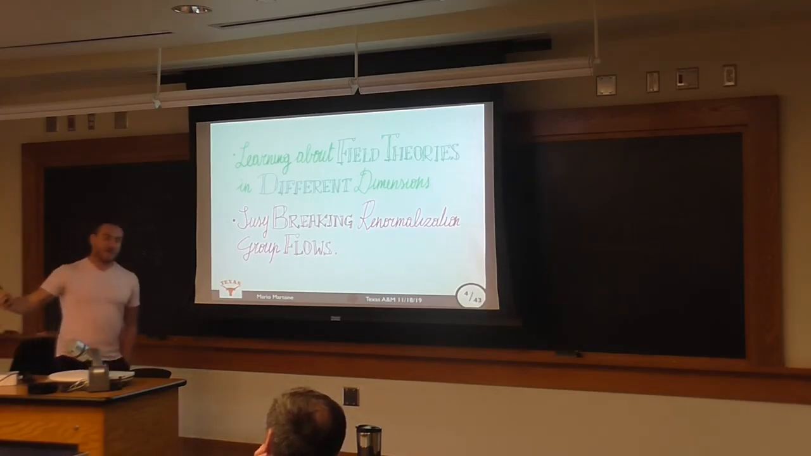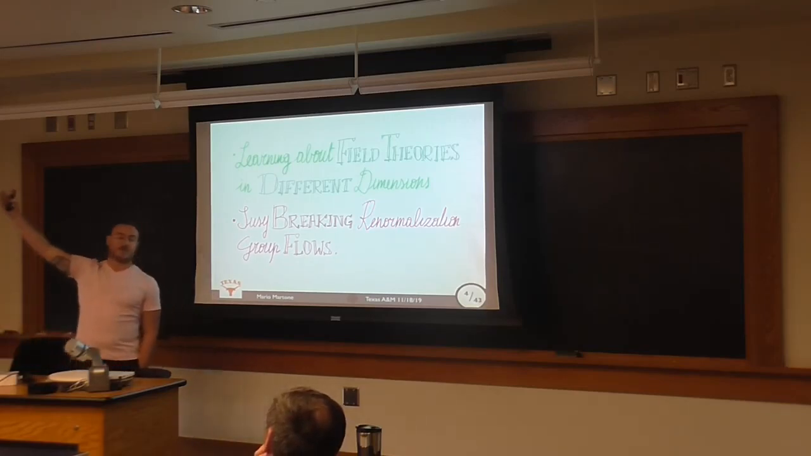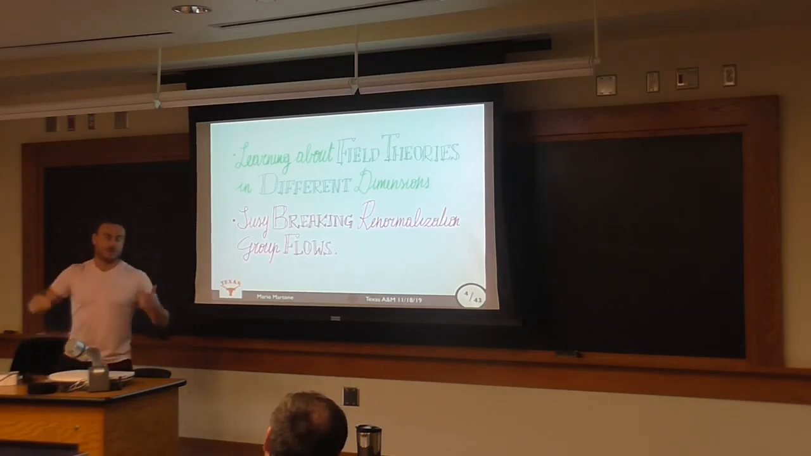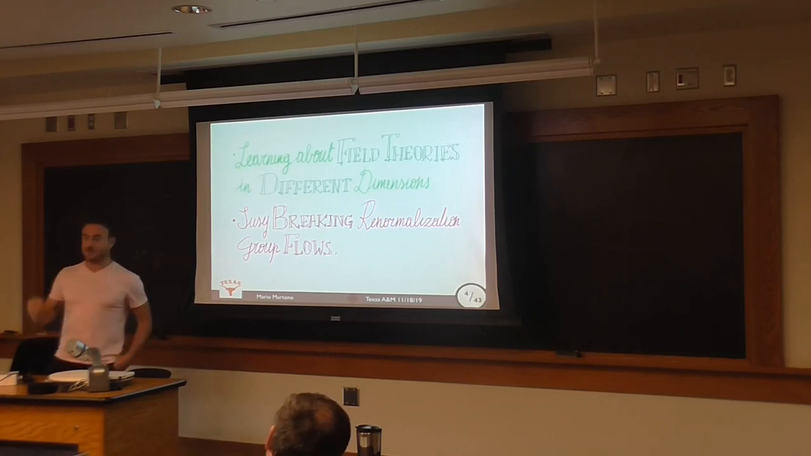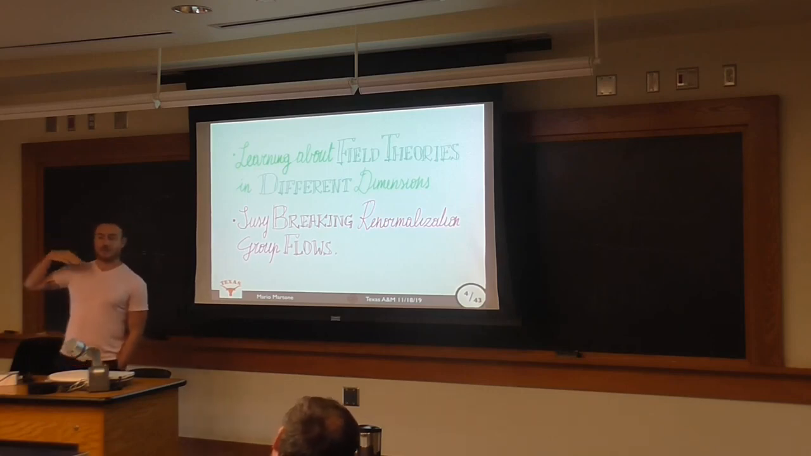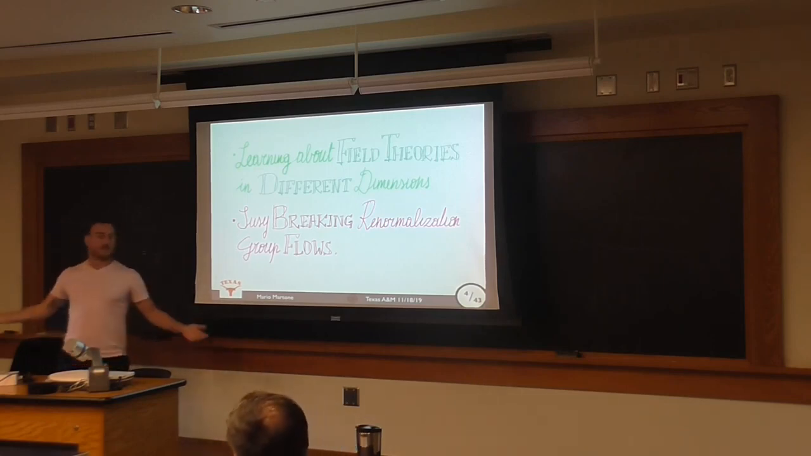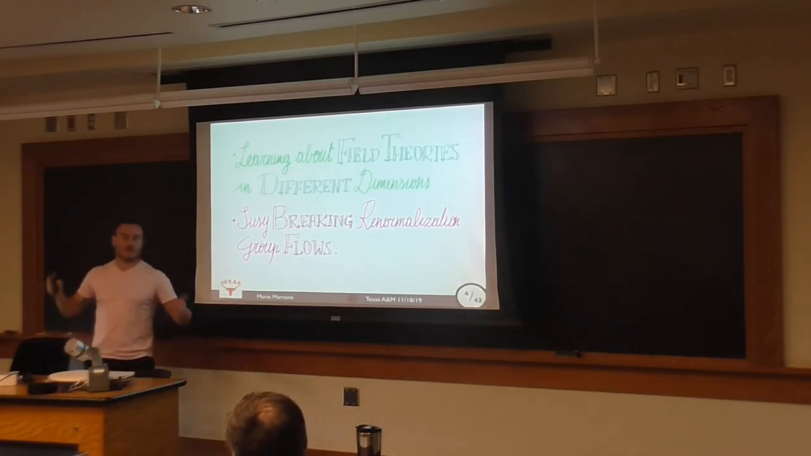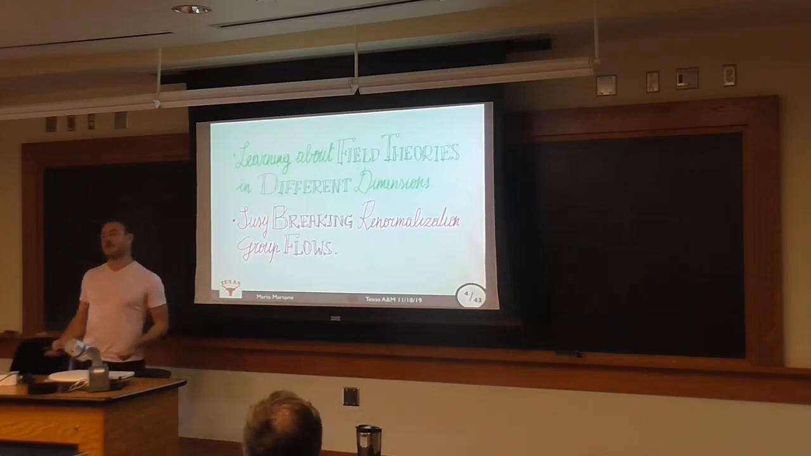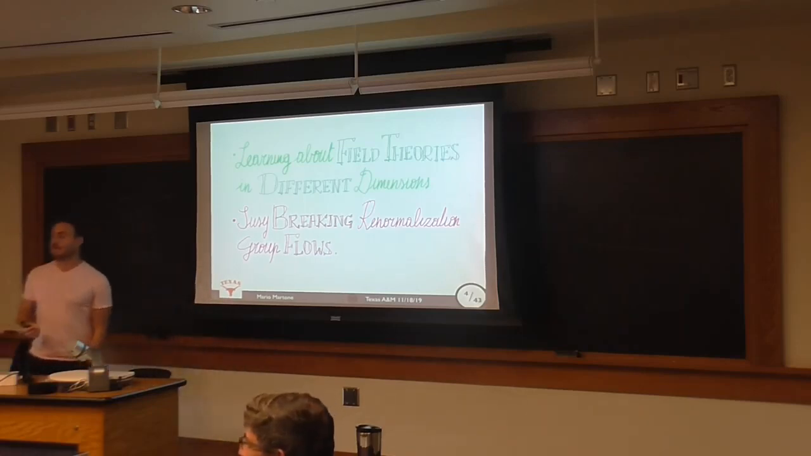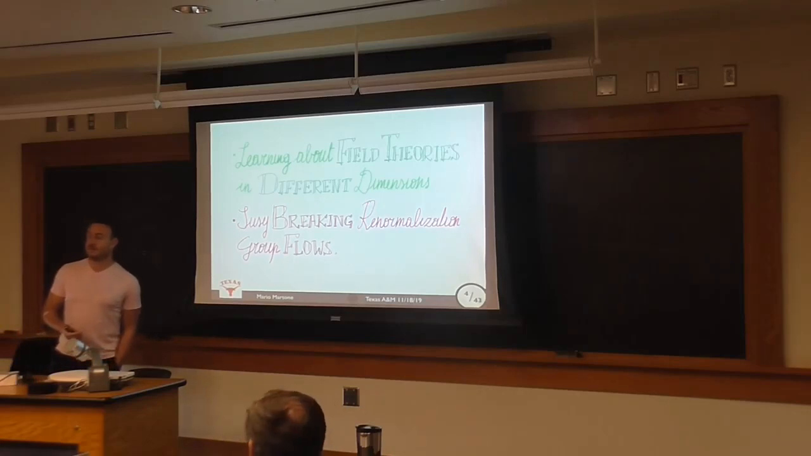So Vafa claims that basically it's obvious that you start from six dimensions, these famous 6D (2,0) theories, which are the six-dimensional maximally supersymmetric field theories that have been completely classified, and you obtain everything else by compactifying those. Not a single counterexample has been found so far.